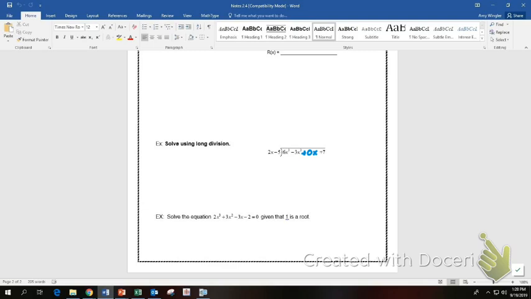All right, so we're going to start out by dividing. We need to divide 6x cubed by 2x. So 6x cubed divided by 2x is 3x squared. Whatever you put on top has to be multiplied by whatever is out in front, which is your divisor. So 3x squared times 2x is 6x cubed, and 3x squared times negative 5 is negative 15x squared.